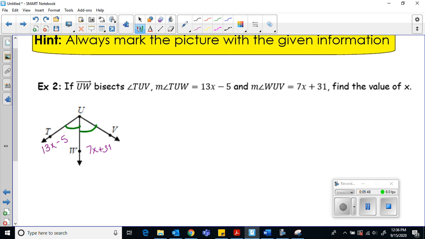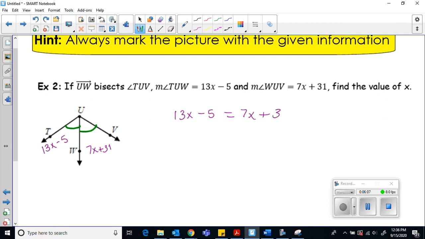And now we need to find x. So what do we know about those two pieces that are marked? They are congruent to each other because we had a bisector. So if they're congruent, we know we can set them equal. So we have 13x minus 5 is equal to 7x plus 31.